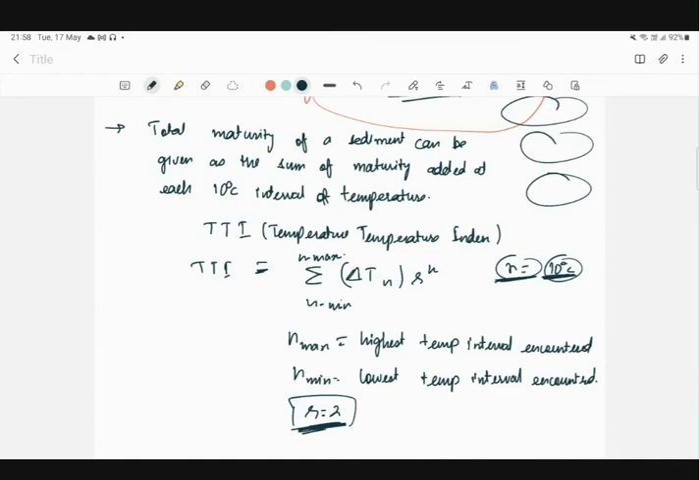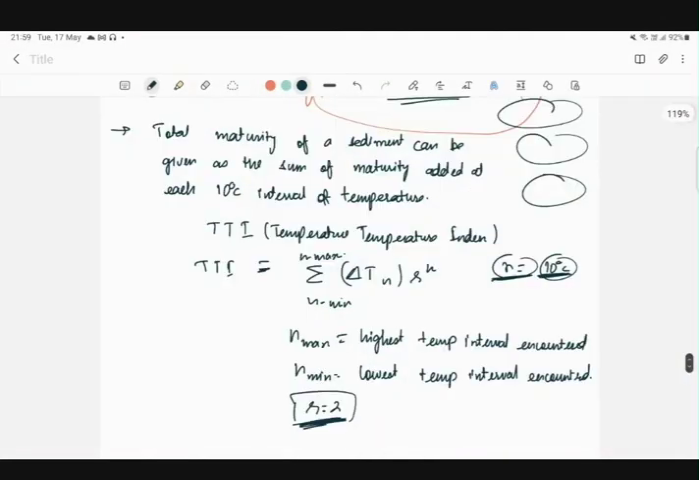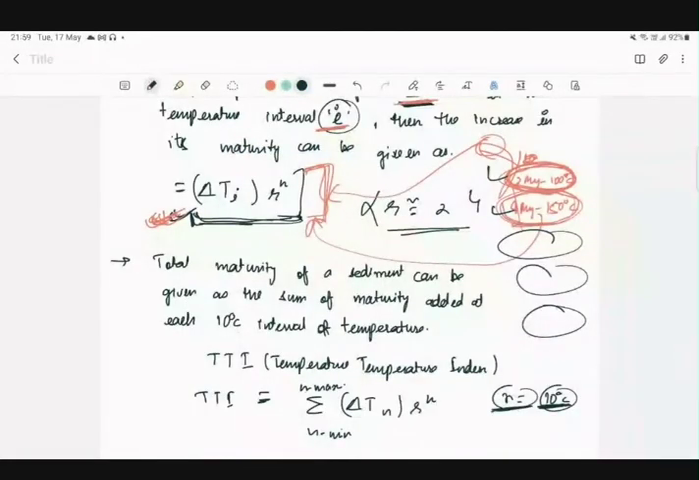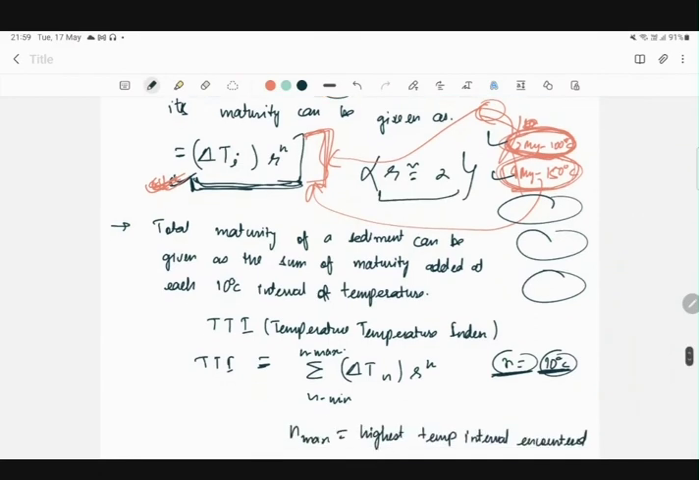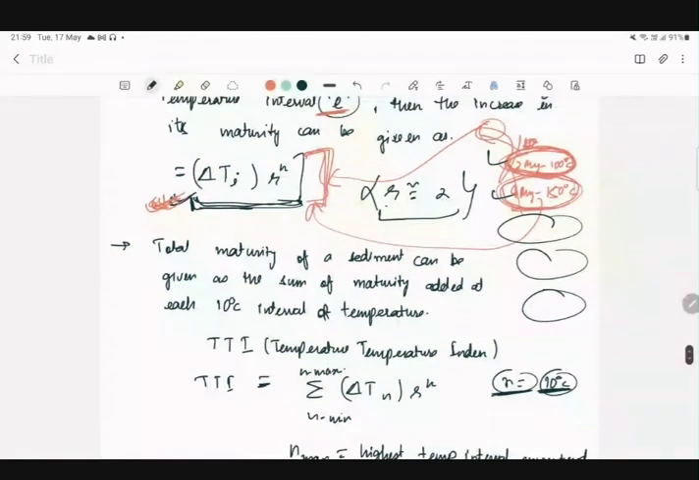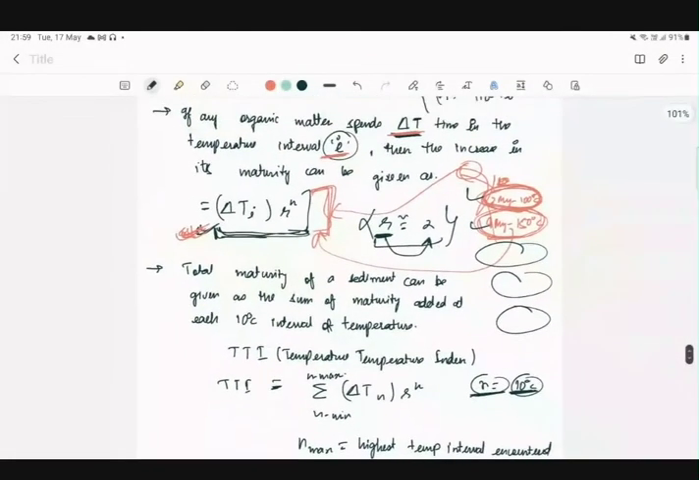Sir, you have written R equal to 2 to the power 4. This equation I can't clear. That's not 4 actually, this is a bracket, I think. R is approximately equal to 2. R is the rate of maturation, and the rate of maturation becomes double for each 10 degrees Celsius rise in temperature. And that's why it is written R is equal to 2.